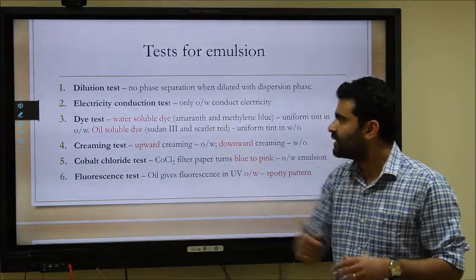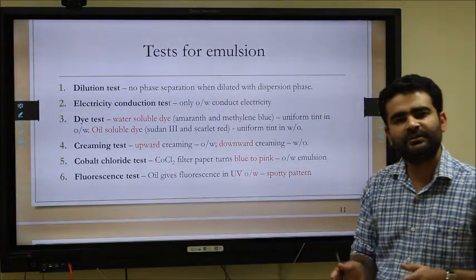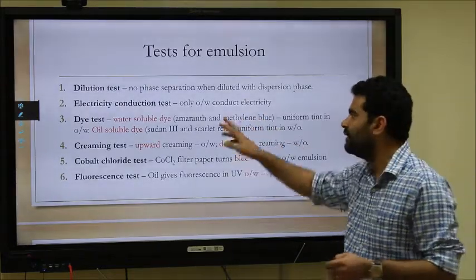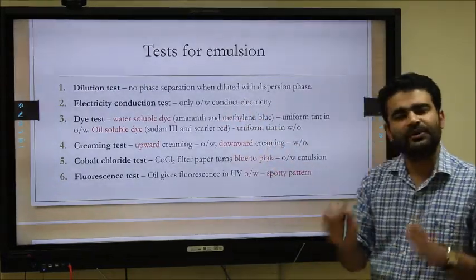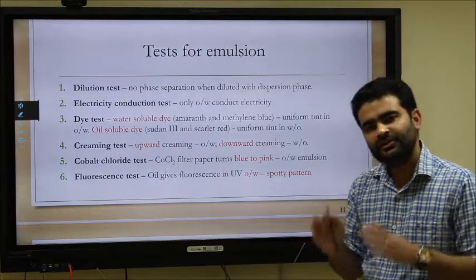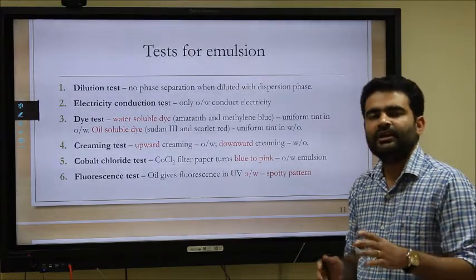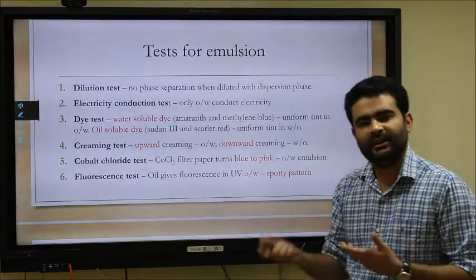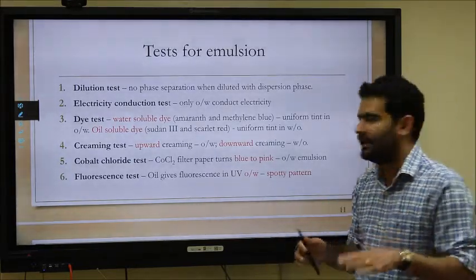Second is the electricity conduction test. It is a very simple test. It is only positive for oil in water type emulsions because water is a conductor of electricity. So only oil in water, which means the water is in bulk, only this type of emulsion will conduct electricity, not water in oil type.